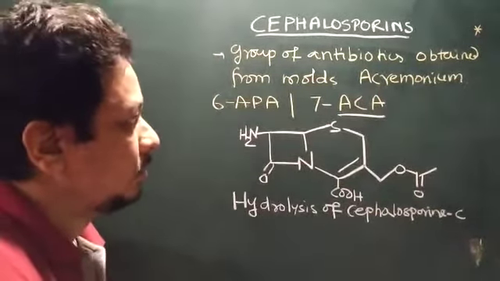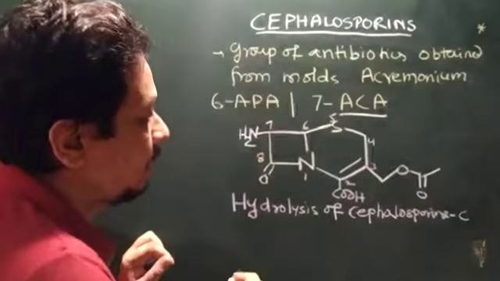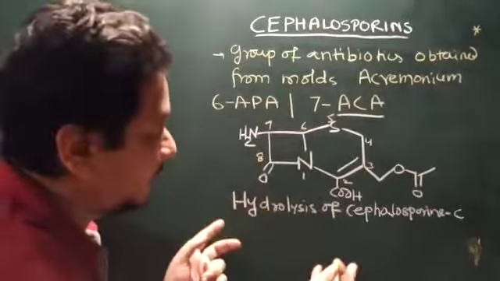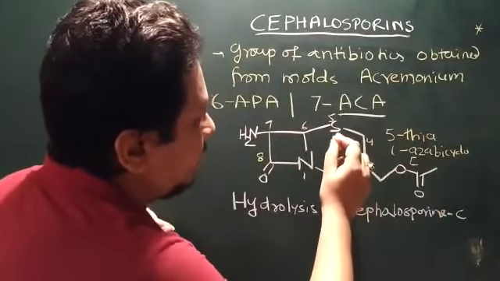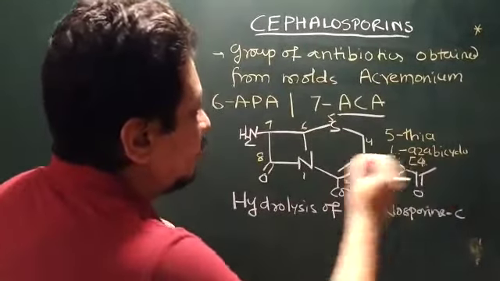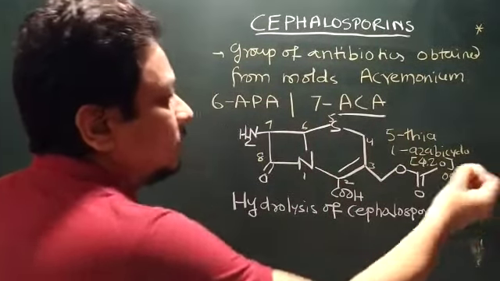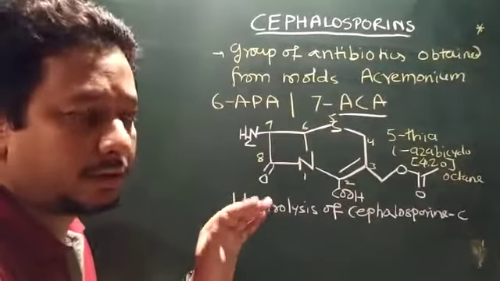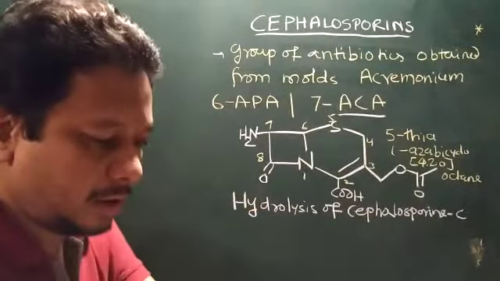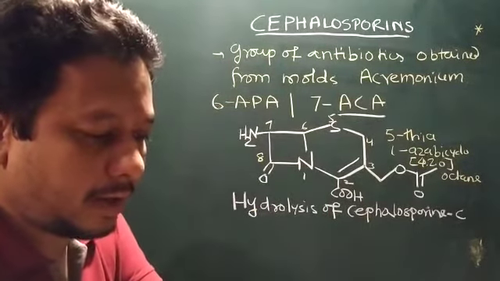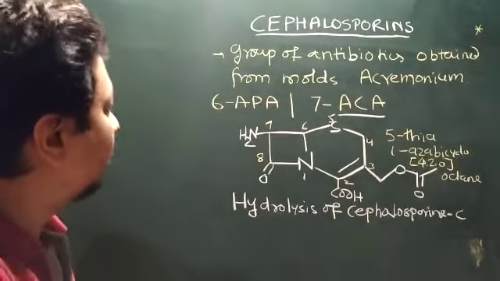So why this 7? Because 1, 2, 3, 4, 5, 6, 7. Now if you see, this is not heptane, it is octane, and it is 5-thia-1-azabicyclo, in bracket we have to write 4.2.0 octane. So this is the only difference. And now after this basic structure, let us go ahead with the SAR of cephalosporin.